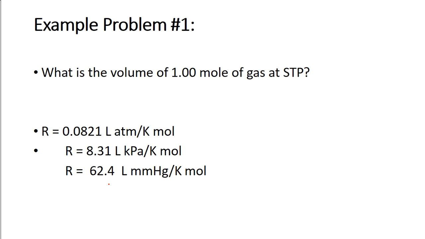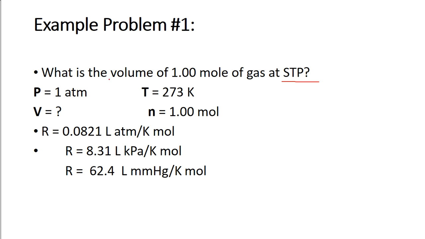So here's our example problem. What is the volume of 1 mole of gas at STP? So let's break down STP. STP means we have a temperature of 273 and a pressure of one of many things, but I like to use 1 atmosphere because multiplying by 1 is easy. So if our pressure is 1 atmosphere and our temperature is 273, we know our moles is 1, so we have 1 mole, and we're looking for our volume.